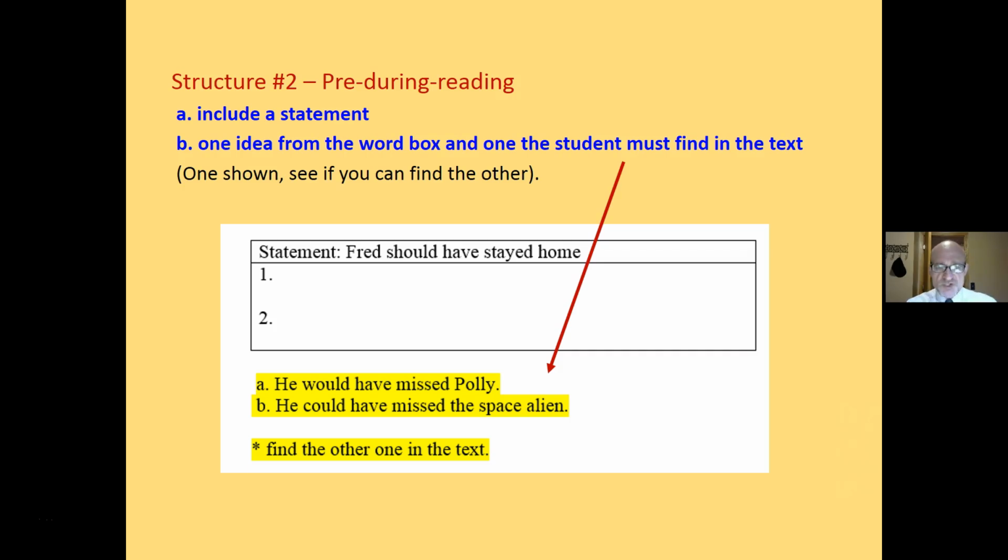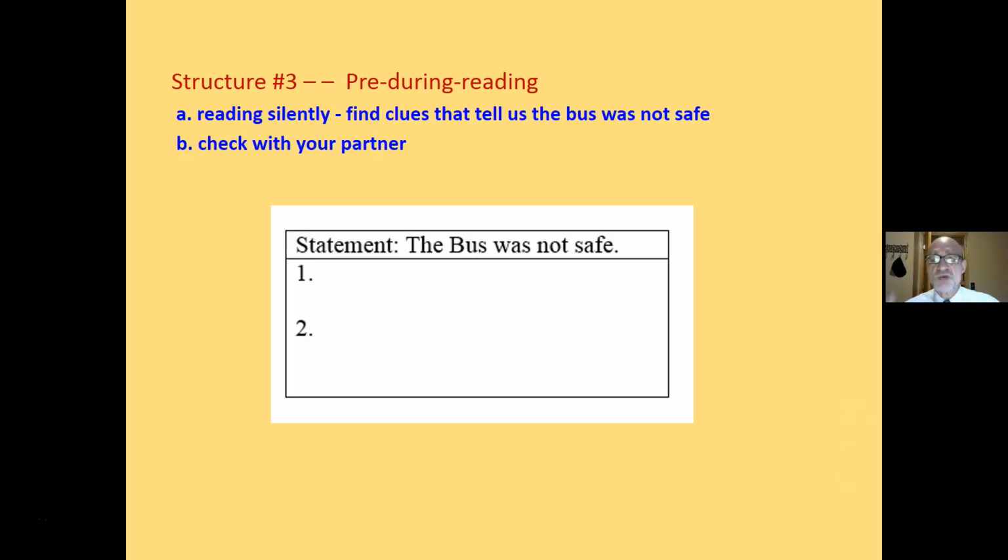All right. Structure two, include a statement, one idea from the word box, and students must find the other one in the text. Okay, so one of these ideas they find, and then they have to find one by themselves. That is a little less structure. Little less structure again. Reading silently, the next section. See if you can find clues that tell us the bus was not safe. Check with your partner. And again, they turn to their partner. A little less structure, a little less teacher.